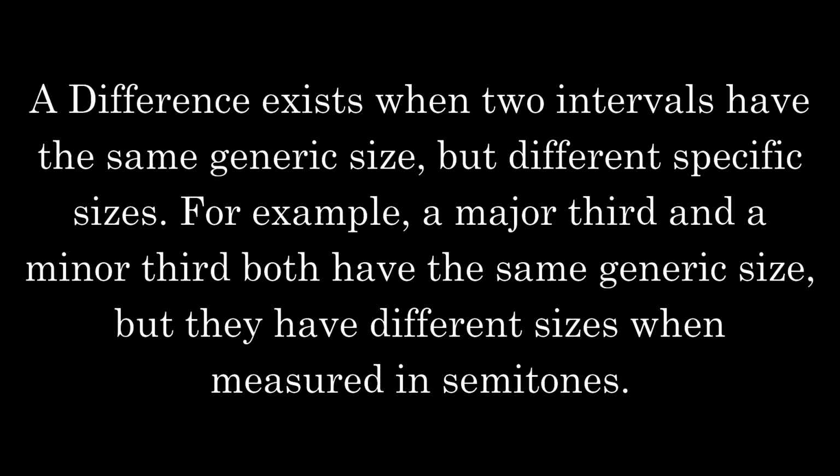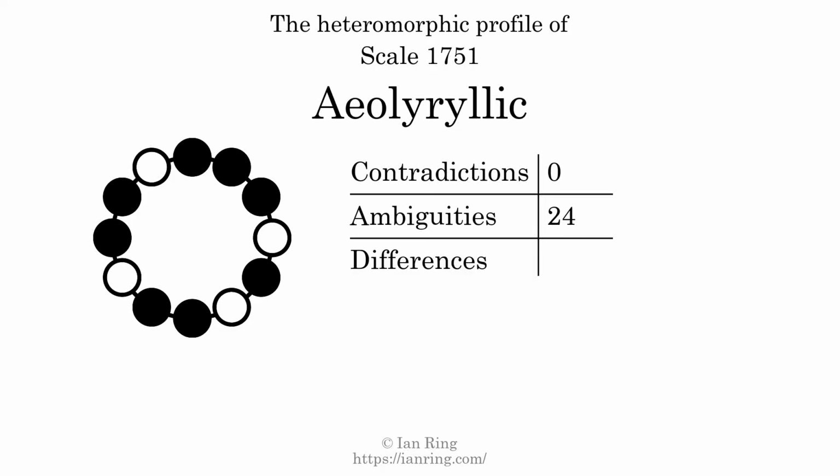A difference exists when two intervals have the same generic size, but different specific sizes. For example, a major third and a minor third both have the same generic size, but they have different sizes when measured in semitones. The number of differences in this scale is 103.